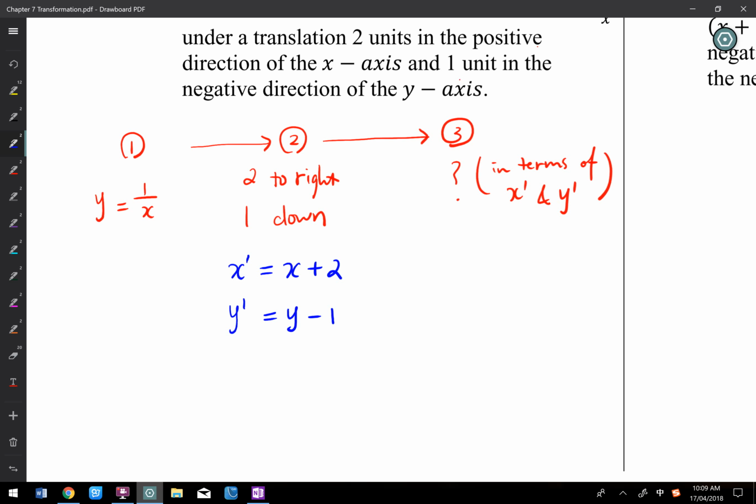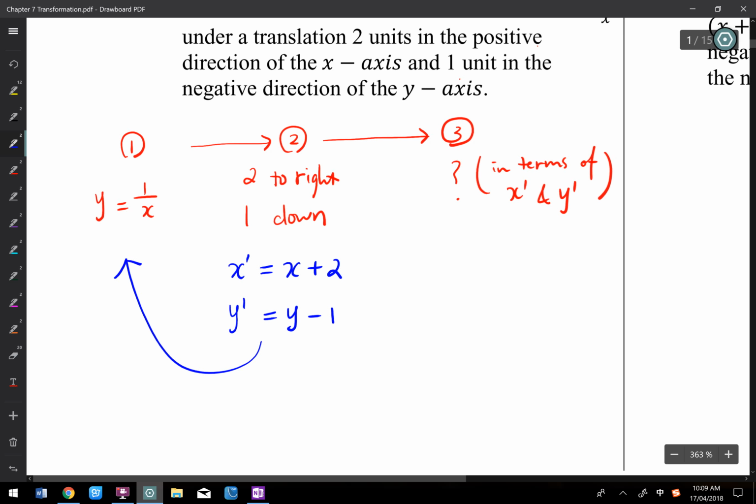Can you see I have connected x and y, x dash and y dash together. So I want to find a way to have an equation only containing x dash and y dash. Let's look back. In this equation, I have x and y. If I can replace y by y dash, and replace x by x dash, I will end up with the answer I want.